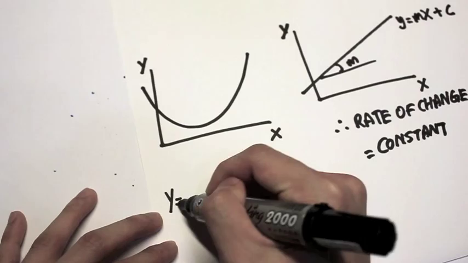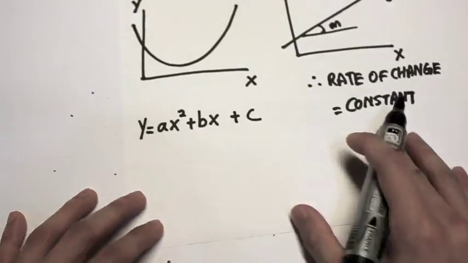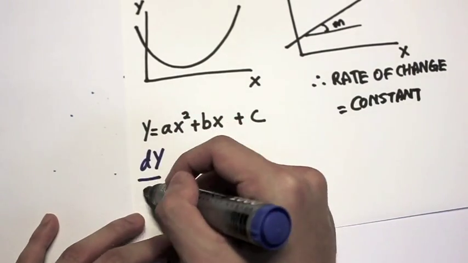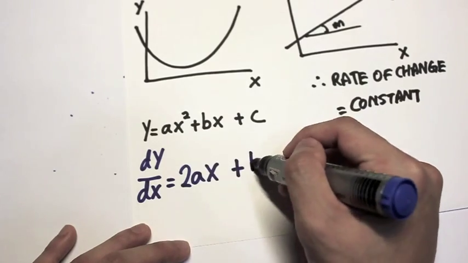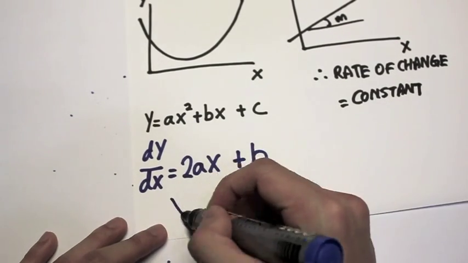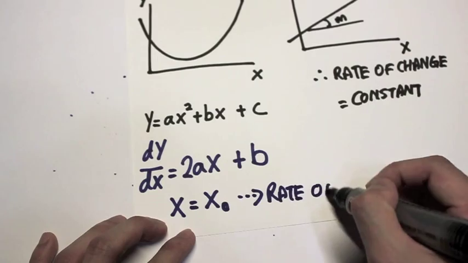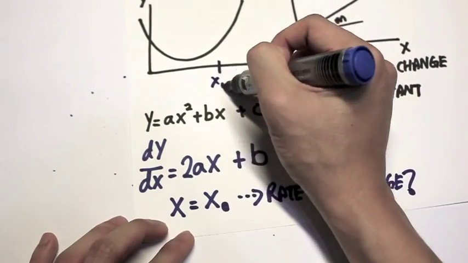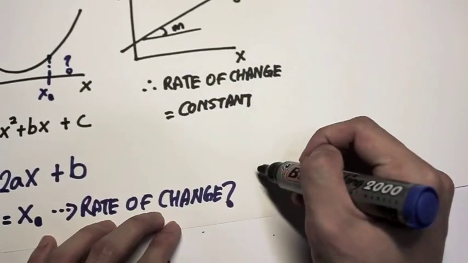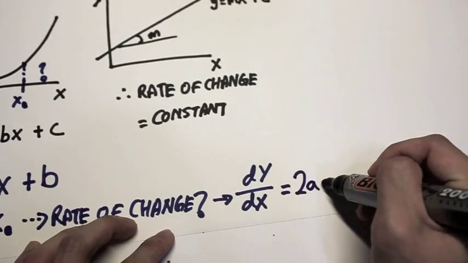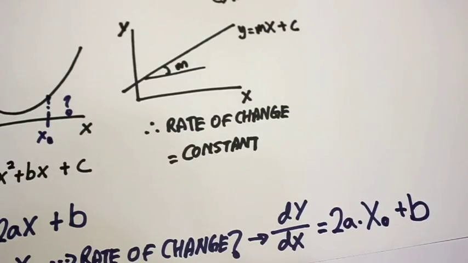But what if you have a U-shaped curve where the gradient is different throughout? You take the function, you differentiate it with respect to x, you get this, and you basically just substitute the value of x, whereby you want to find out what is the rate of change at that point, you will get the rate of change. So for example, that was x naught. So that means the rate of change is equal to this.